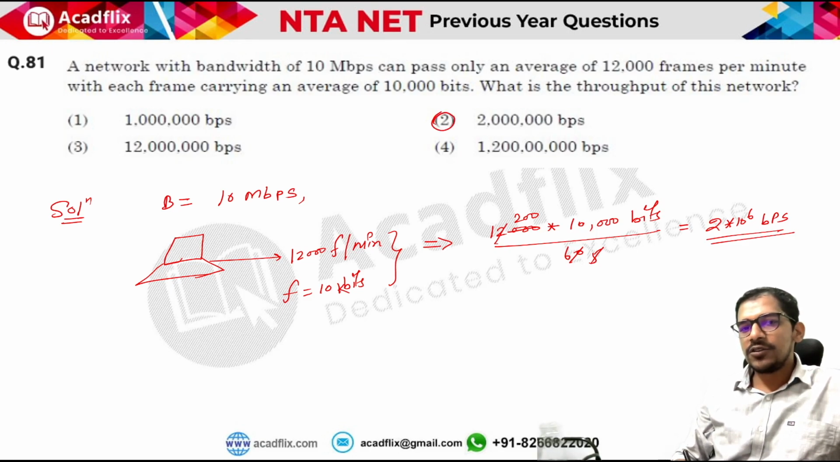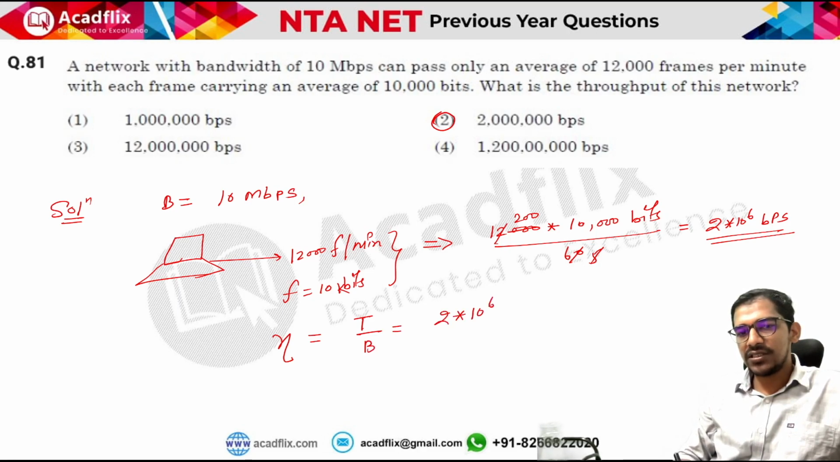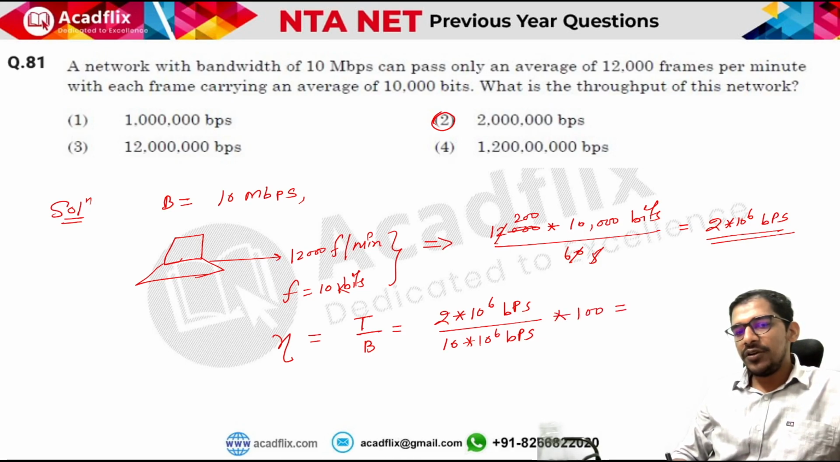From here you can also find out the efficiency, and efficiency is simply the throughput out of the bandwidth. For example, the throughput is 2 into 10 to the power 6. This is the data this station is passing, and the total data that this station can pass, that is the total bandwidth available, is 10 into 10 to the power 6 bits per second, right? So if we find out the efficiency in percentage, this will come out to be 20%.